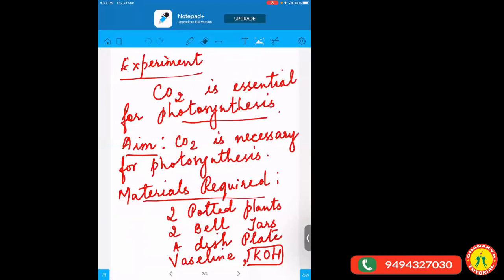And this Vaseline is basically the normal Vaseline we are using, right? In our day-to-day life, we are using the Vaseline, a jelly-like cream, a petrol jelly-like thing. So the same Vaseline, we should use it for doing the experiment.